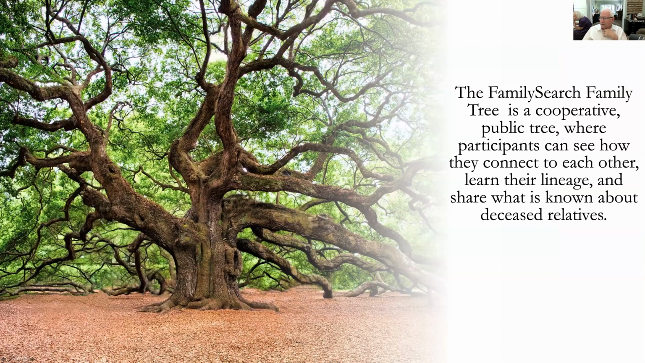I think that the first thing that you need to do is to understand what the family tree is, how it works, and why it works the way it works. The FamilySearch family tree is a cooperative public tree where participants can see how they connect to each other, learn their lineage, and share what is known about their deceased relatives. So there are some key words in this statement, and this is basically copied from some of the material FamilySearch has put out. But it's cooperative in the sense that it's one tree, a unified tree.